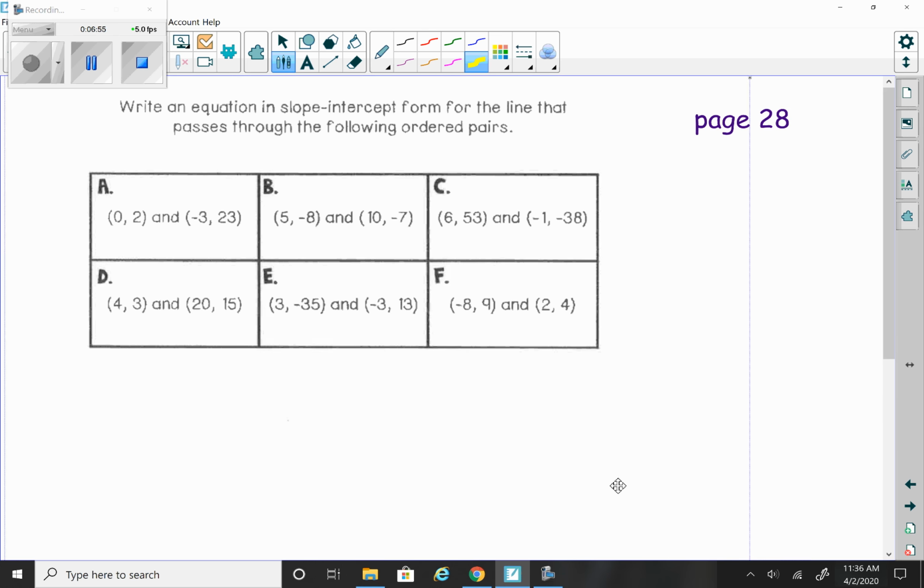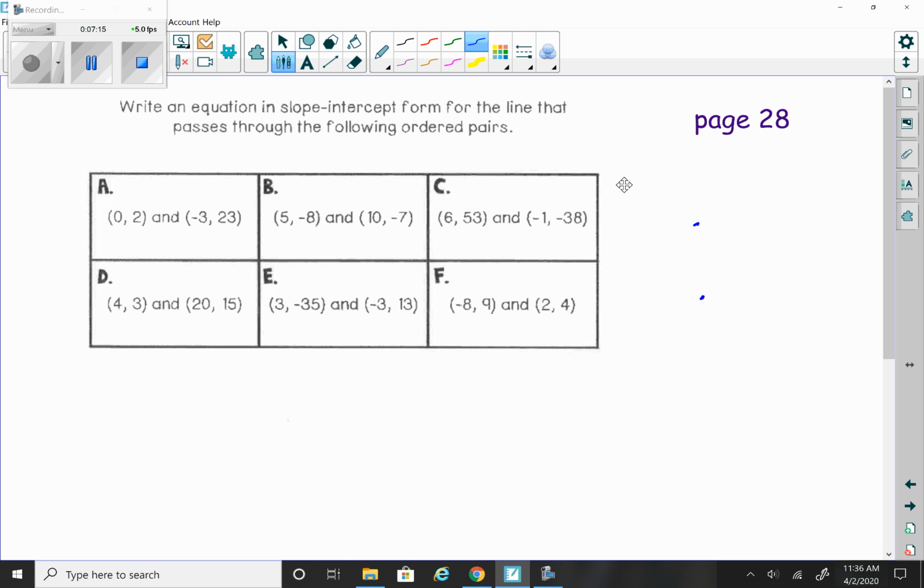So on page 28 here, they're giving us ordered pairs, and we have to come up with the equation. One thing that I want to remind you is that whenever you're given a set of ordered pairs, the one thing for sure you can always do is calculate slope. So again, to work on these problems, you can either do it on the space to the right or down below or on your own scratch paper.